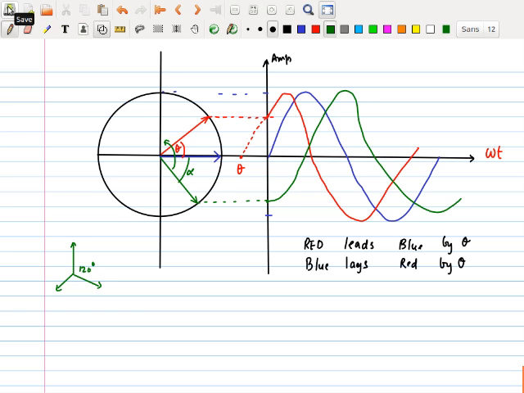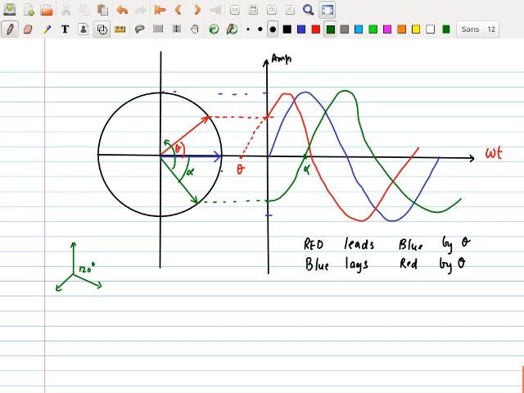Okay, so let's start from there. So we have the three waveforms, and we said that this has a starting point from here, and then you realize the starting point for that would be here, and the alpha angle is given there.